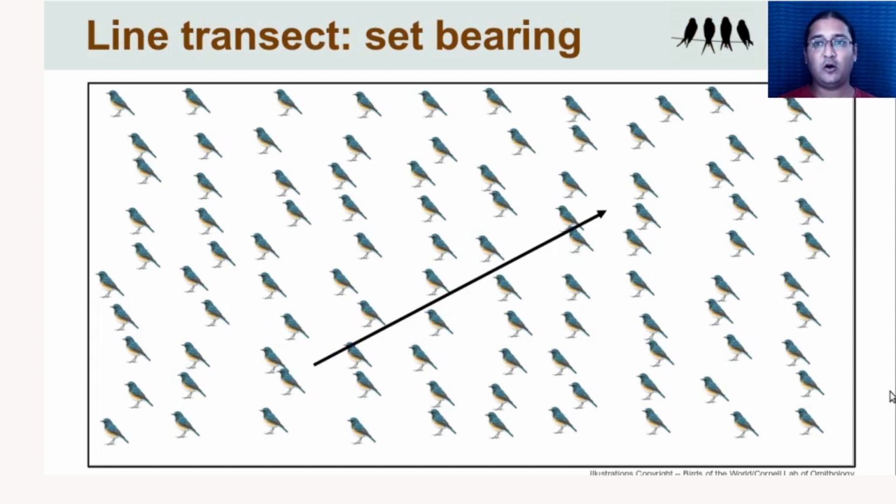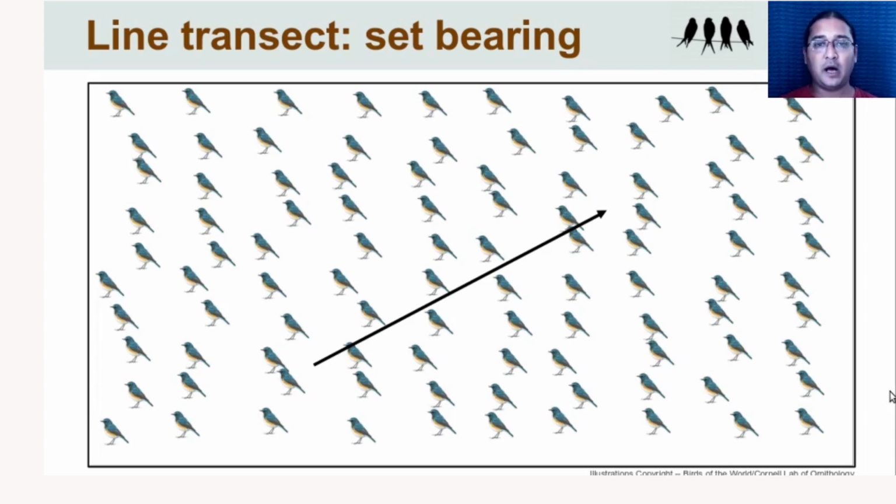So there is a line of a certain length, a straight line path through the habitat at a certain bearing. And the bearing is measured using the compass. So the direction of the line transect is measured using the compass. So if the line transect was completely straight and pointing upwards, the bearing would be due north or 0 degrees. If the line transect was pointing due south and downwards, then the line transect would have a bearing of 180 degrees. In this case, the line transect is pointing roughly northeast. So the line transect bearing is somewhere close to 50 degrees.